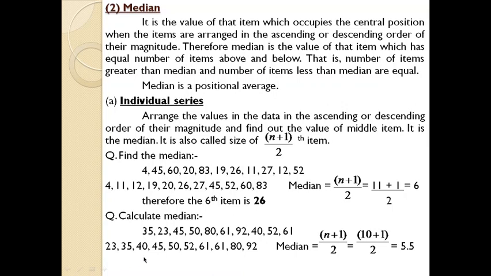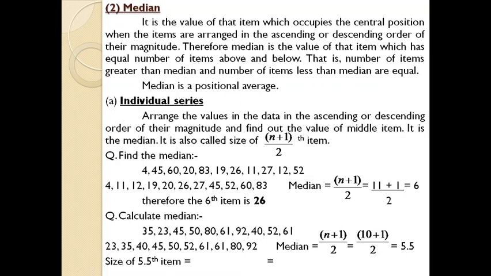If it was a 5th item, you can easily identify. If it was a 6th item, you can easily identify. How are you going to find the 5.5th item? That is impossible. In that case, you need to make one more step in order to find the size of the 5.5th item. It is very simple.